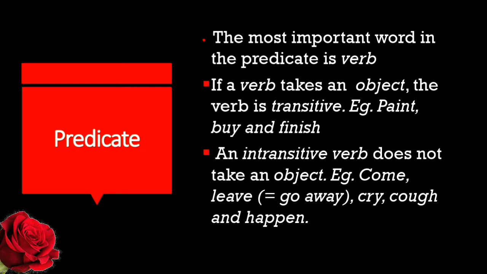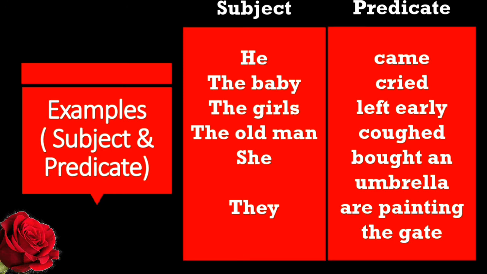The most important word in the predicate is the verb. If a verb takes an object, the verb is transitive. Example, paint, buy, and finish. Let's see an example now. She bought an umbrella. So the verb here is bought.